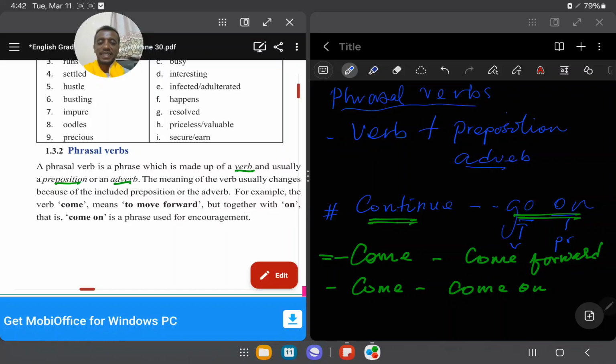So you can see this kind of explanation. Let me show you another. For example, wear your clothes, but you can say put on your shirt, for example. Put on means wear.